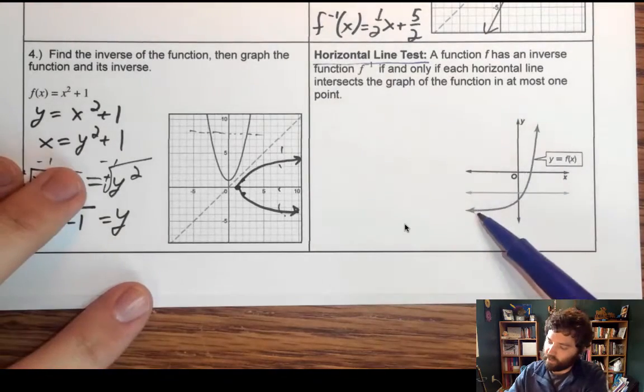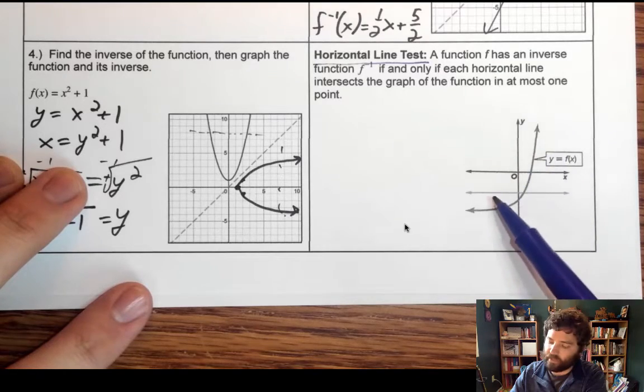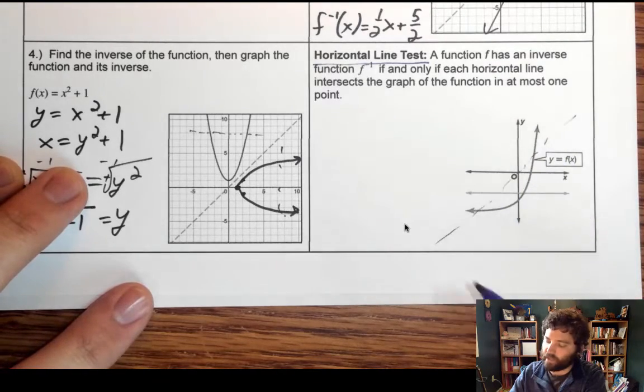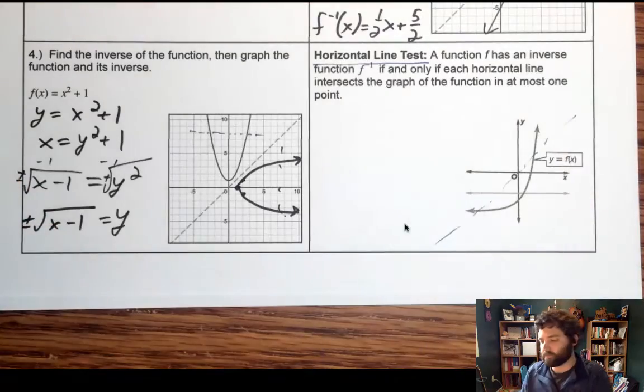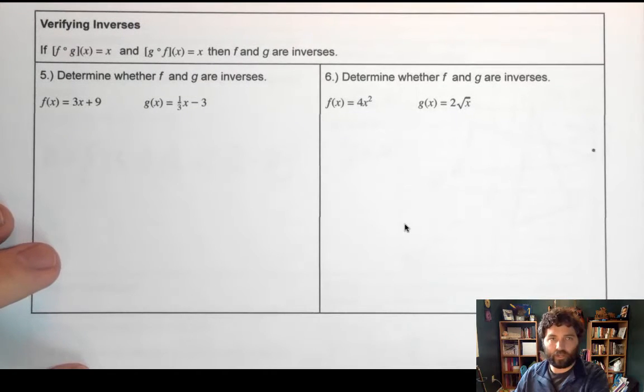Okay, so you can see this curve here is fine. It passes the horizontal line test. So when you take the inverse of it and reflect it over the line y equals x, it will still be a function. Okay, so that's about 75% of section 3. Let's wrap it up here on the back page of the note sheet, verifying inverses.